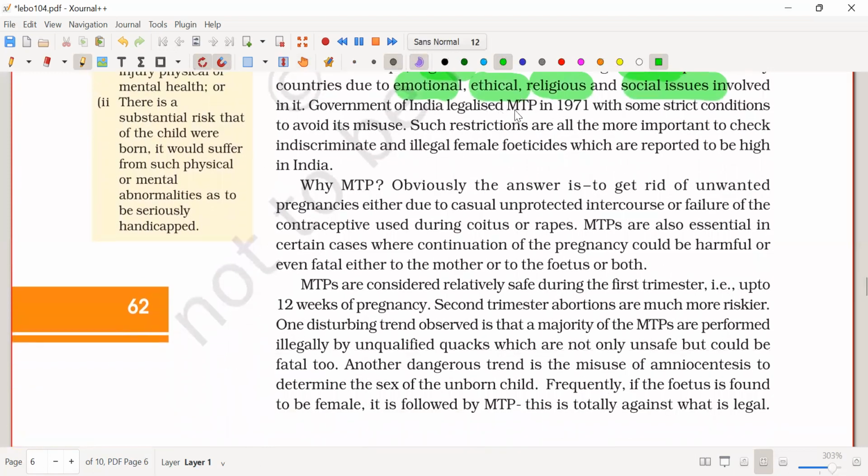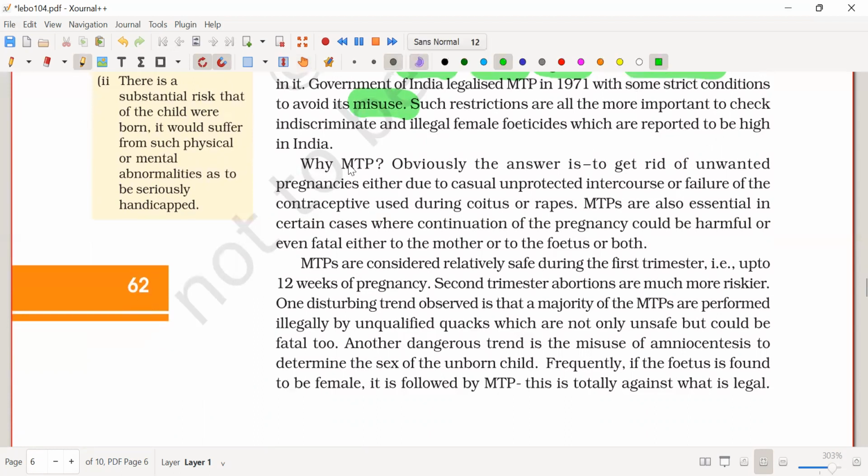Government of India legalized MTP in 1971 with some strict conditions to avoid its misuse. Such restrictions are all the more important to check indiscriminate and illegal female feticides, which are reported to be high in India. Why MTP? Obviously, the answer is to get rid of unwanted pregnancy, either due to casual, unprotected intercourse or failure of the contraceptives used during coitus, or rapes. MTPs are also essential in certain cases where continuation of pregnancy would be harmful or even fatal, either to the mother or to the fetus or both.